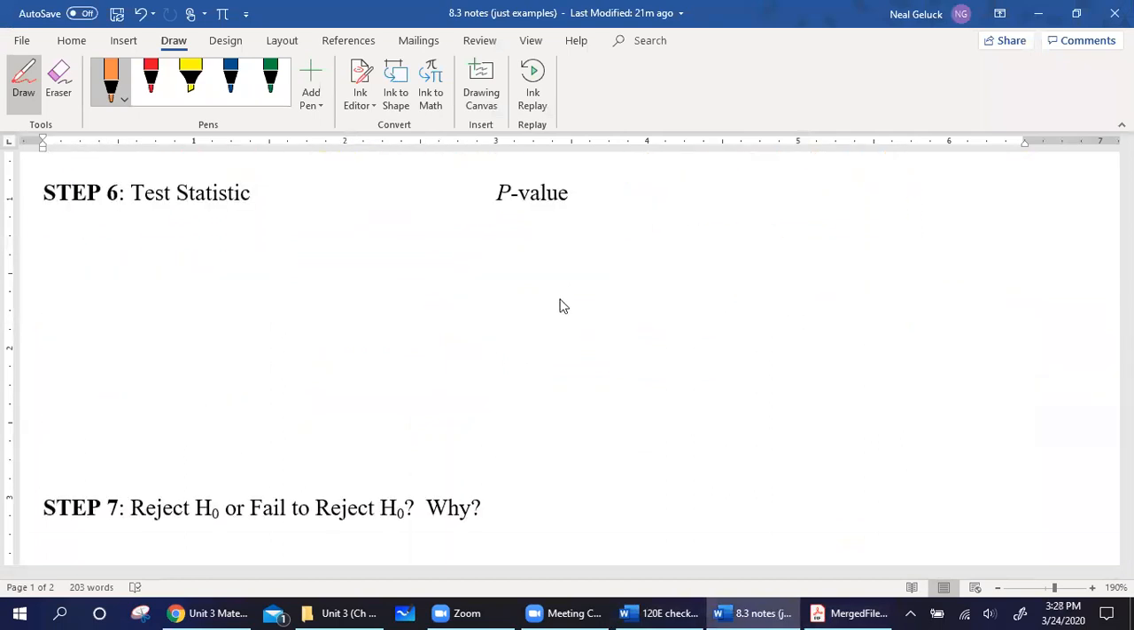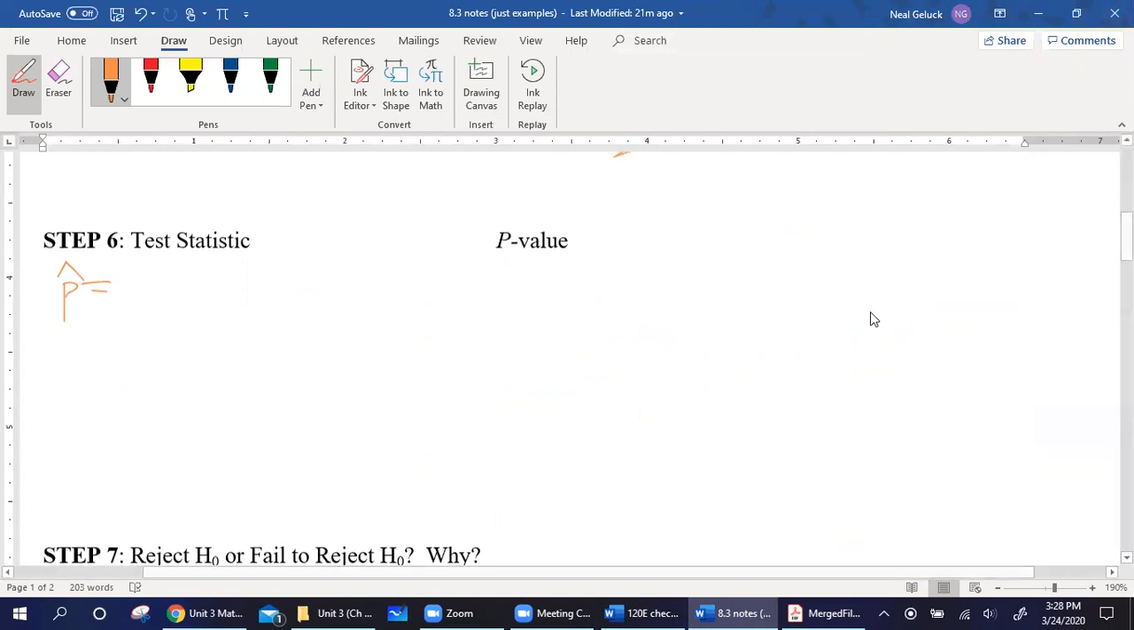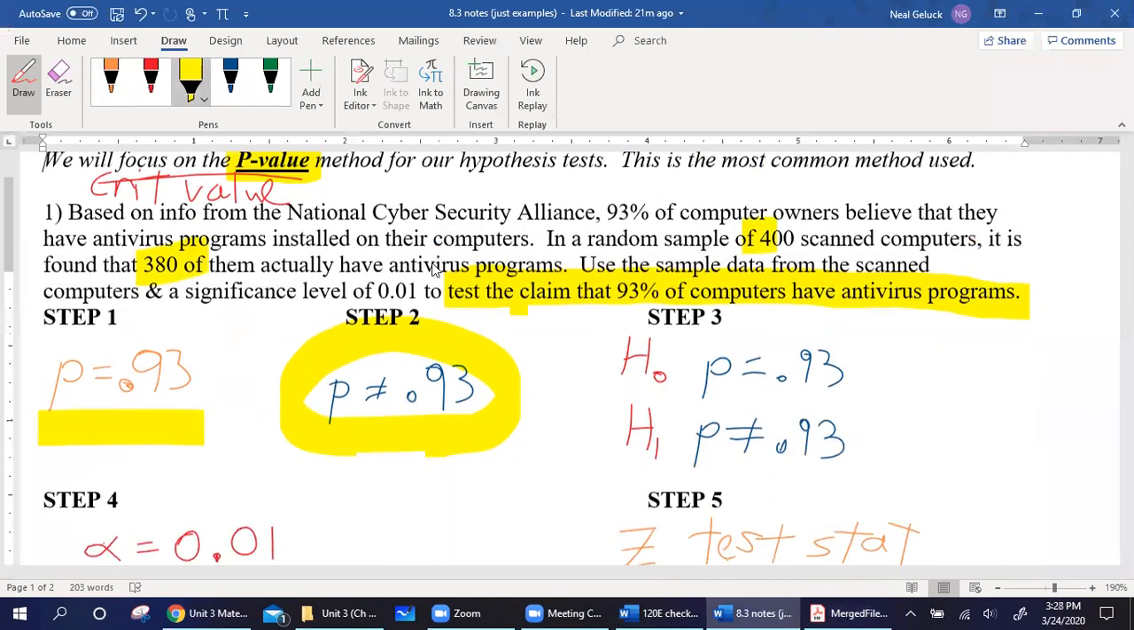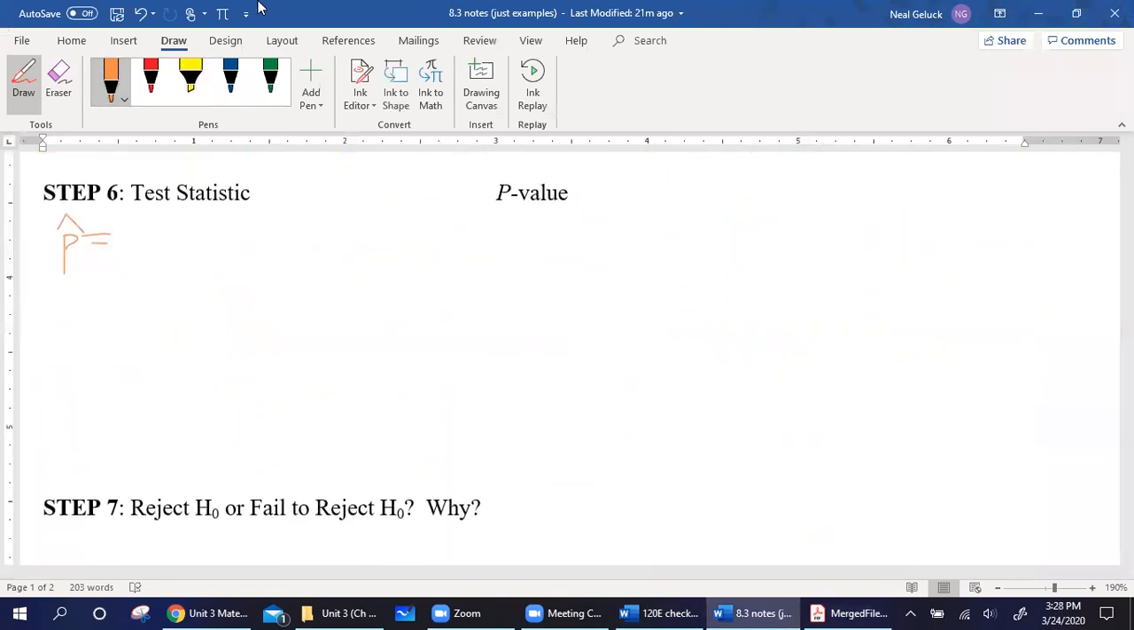So before I calculate the test statistic, I need to figure out p hat, which is my sample proportion. So going back to the problem, 400 computers, 380 of them had antivirus programs. So 380 out of 400, which if you divide that will give you 0.95. So 95% of them in the sample had that.